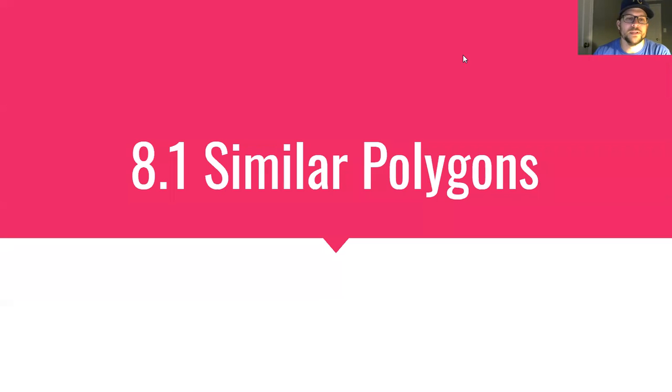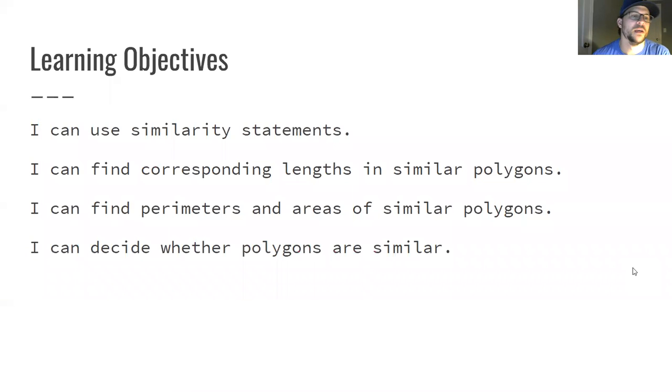All right, this tutorial is on section 8.1, similar polygons. We are moving into the similarity unit. Learning objectives for this section: use similarity statements. You're going to find they're very similar, no pun intended, to congruency statements with just one symbol difference.